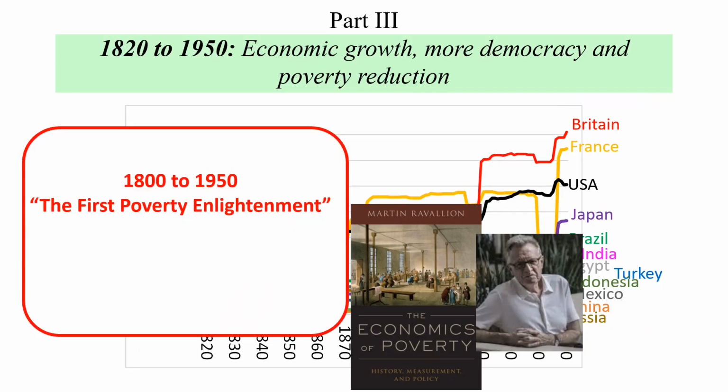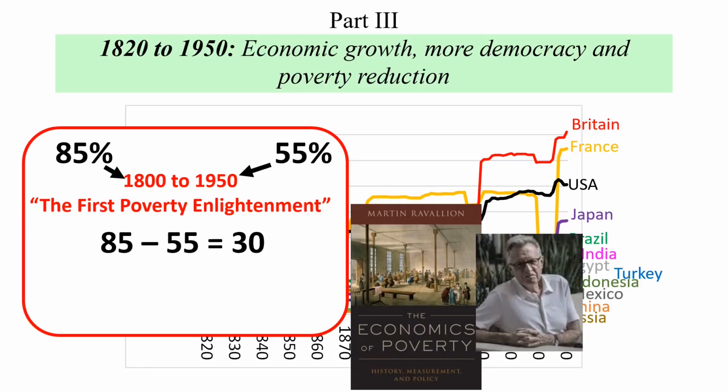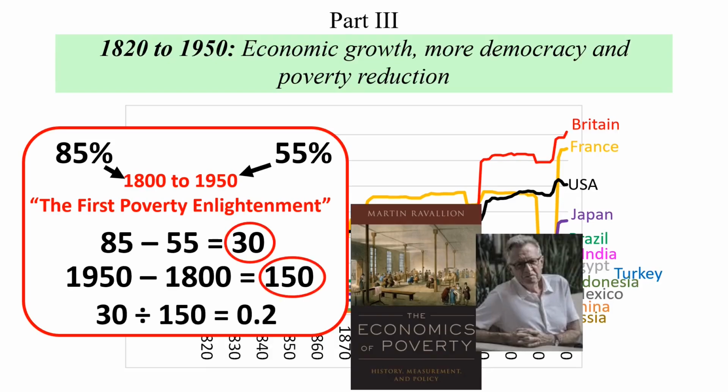Ravallion has referred to the period 1800 to 1950 as the first poverty enlightenment, when the global poverty rate declined from 85% to 55%. Now, how fast is that? The difference is 30 percentage points, and that happened over 150 years. 30 percentage points divided by 150 years is 0.2. So on average, poverty declined by 0.2 percentage points a year.